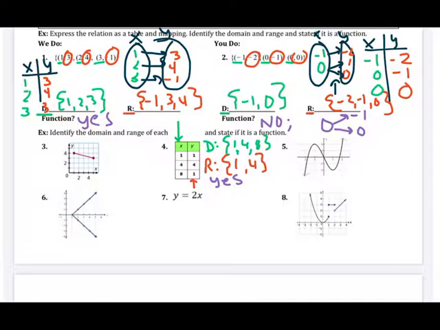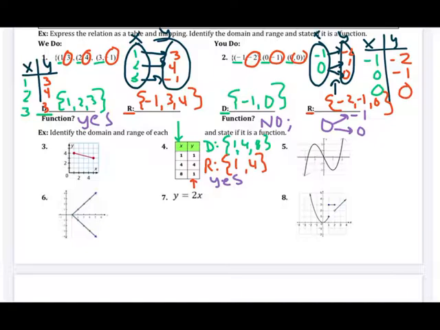So looking at the rest of these examples, these look very different. We're not just listing numbers anymore. If you look at number 3, it's a segment. It's a piece of a line. So the domain isn't just 1, 2, 3, 4, 5. It's every number between 1 and 5.